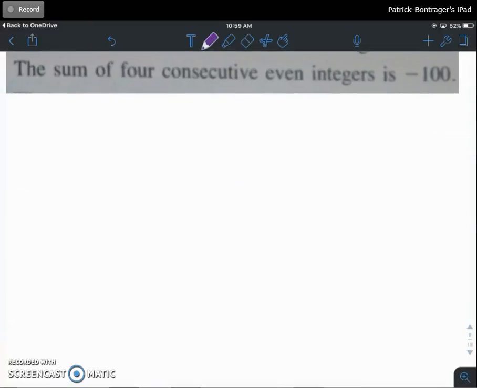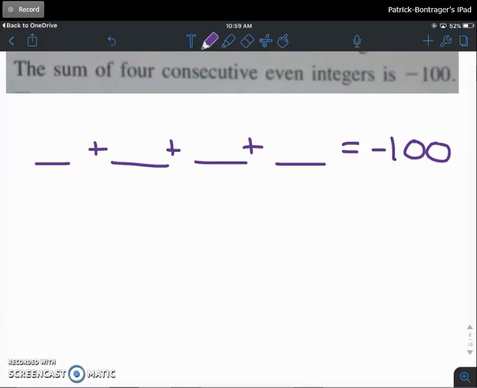The sum of 4 consecutive even integers is negative 100. So I have 4 blanks connected by addition signs. Represents an equal sign, so equals negative 100. All right, even. Just again make one up. 2, 4, 6, 8. Now, again, 2 plus 4 plus 6 plus 8 is obviously not negative 100. We're just using an example to find our blanks. My first blank, again, is going to be x. I have no idea what my first even integer is.